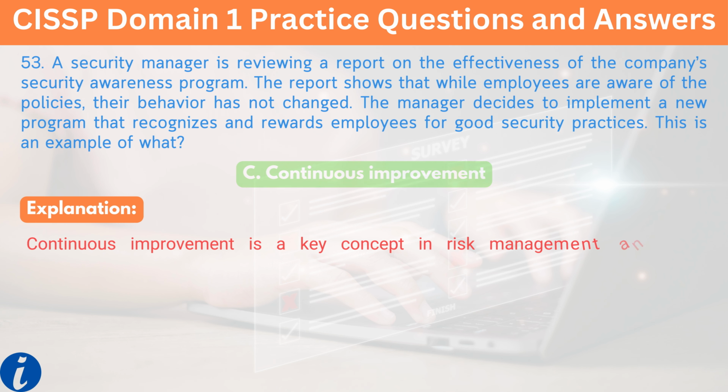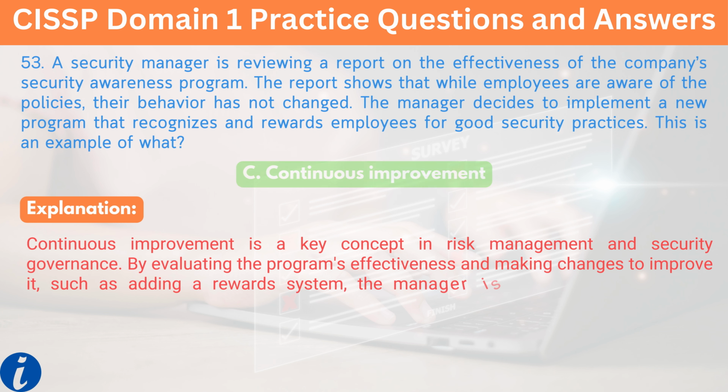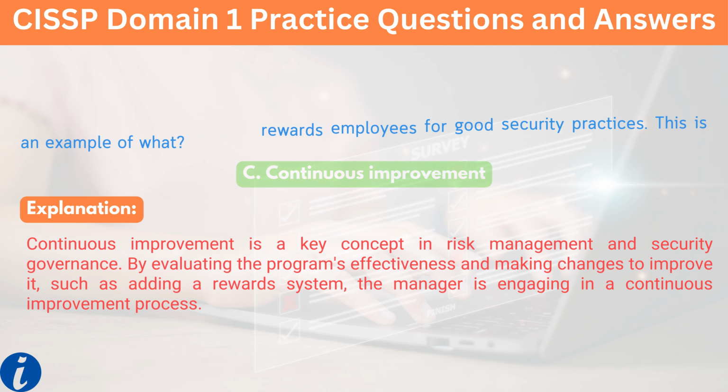Continuous improvement. Explanation. Continuous improvement is a key concept in risk management and security governance. By evaluating the program's effectiveness and making changes to improve it, such as adding a reward system, the manager is engaging in a continuous improvement process.